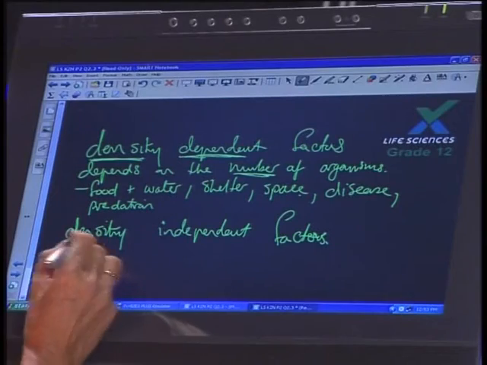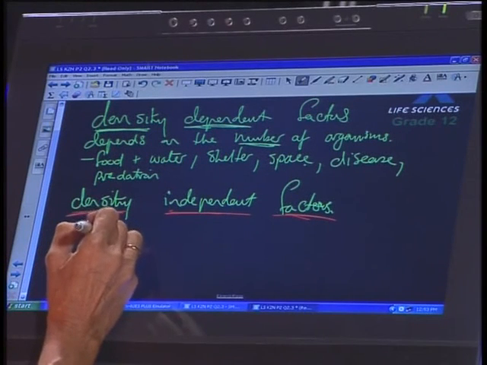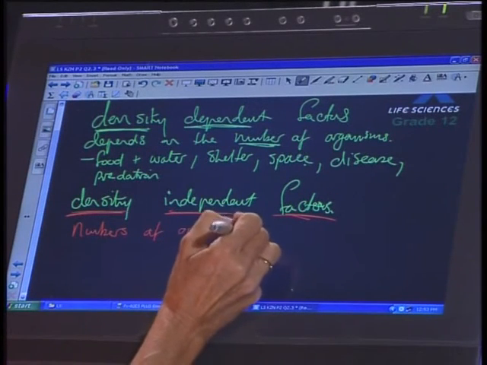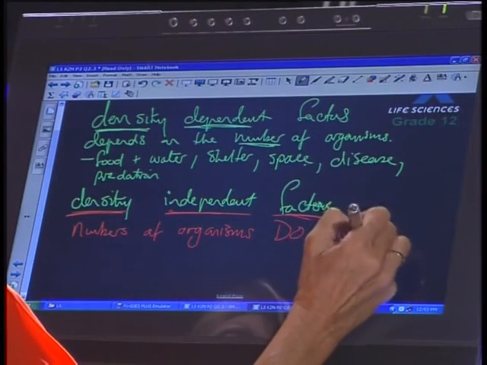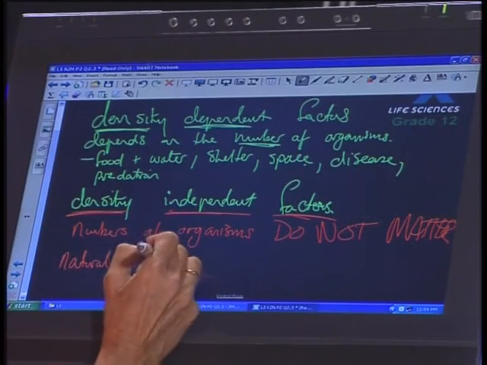If we look at, let's do another color. I'm getting quite tired of the green. But if we look at density independent factors, it means that the numbers of organisms do not matter. Okay, it doesn't matter. If there's one organism, if there's 10, if there's 1,000,000 trillion organisms, it does not matter. Then it is a density independent factor. So what would that be? It would be your natural disasters.